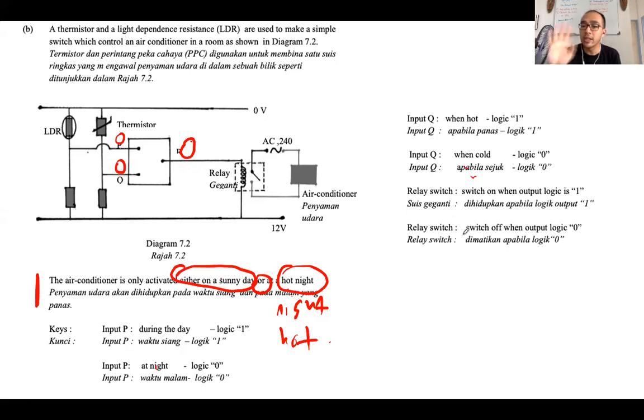You are not expected to know, okay, at your level, you're not expected to know what is 1, what is 0. And even if you're supposed to know, it is possible to change. I can change 1 is cold and 0 is hot. I can change it. Okay, it depends on how I set my thermistor lah. So it can be changed. But now the condition is this: 1 is hot, 0 is cold. 1 is day and 0 is night.